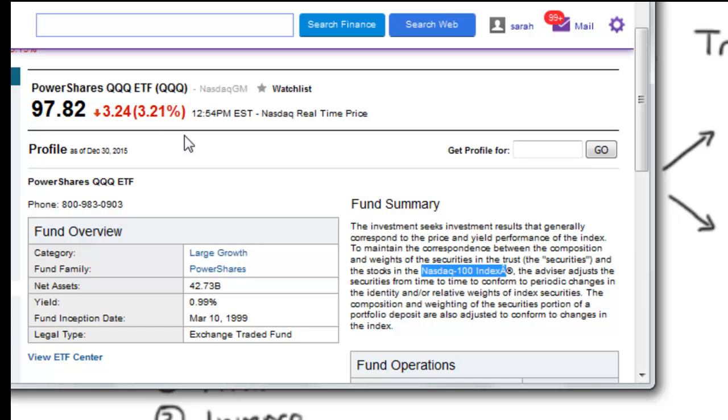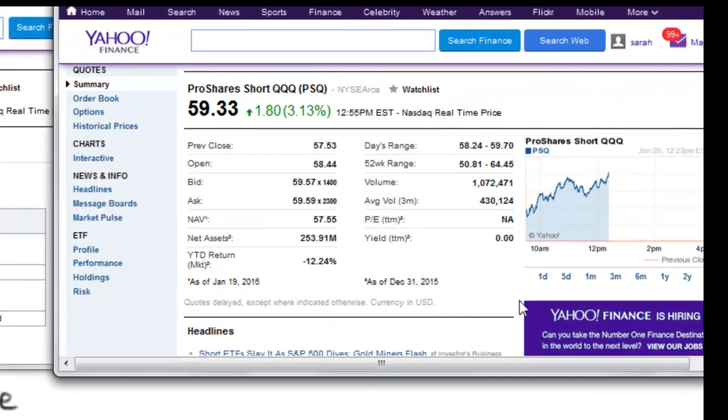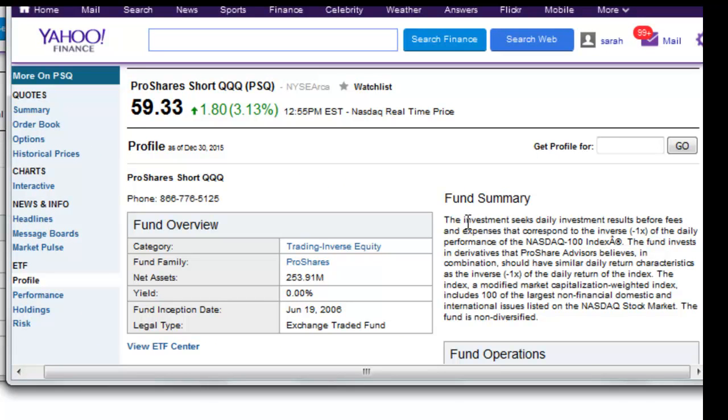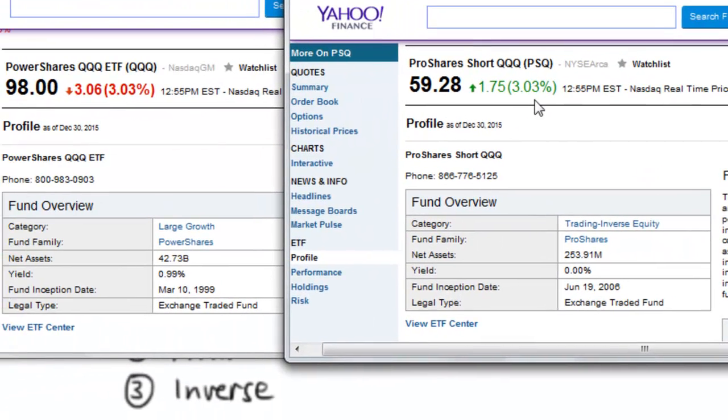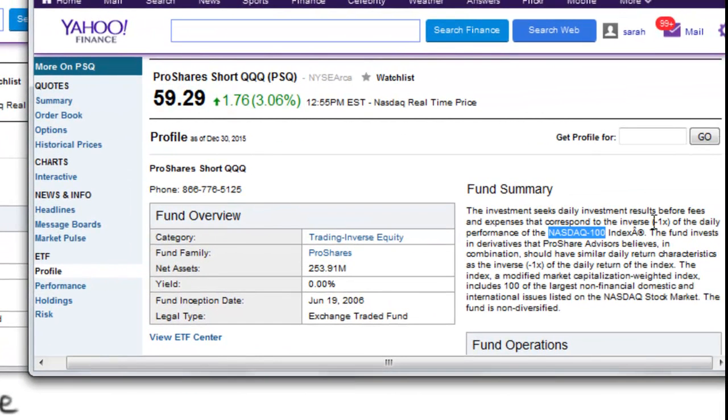Now, let's look at the inverse ETF, which is the ProShares Short QQQ, or the symbol PSQ. And you can see that it is up 3.13%. And if we read the fund summary together, the investment seeks daily investment results before fees and expenses that correspond to the inverse, -1x, of the daily performance of the NASDAQ 100. So it's pretty simple here. Up 3.03, down 3.03. Now, notice the 1x. That means it's going to go down 1 times.